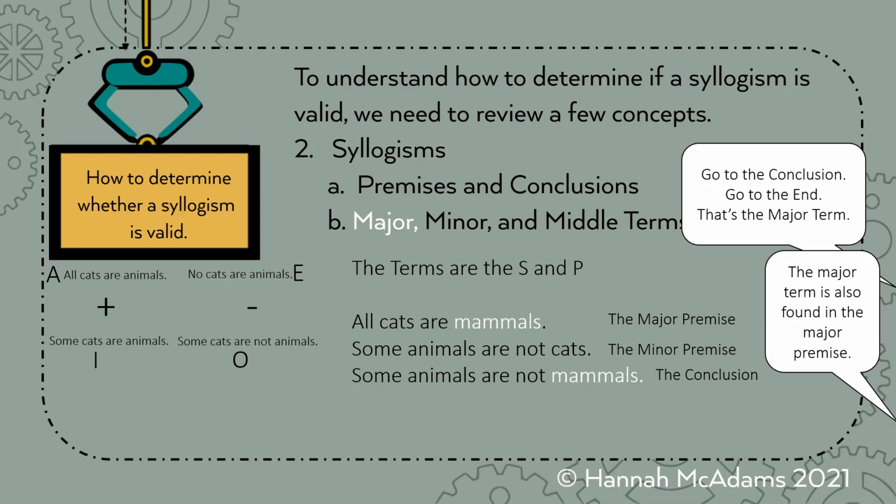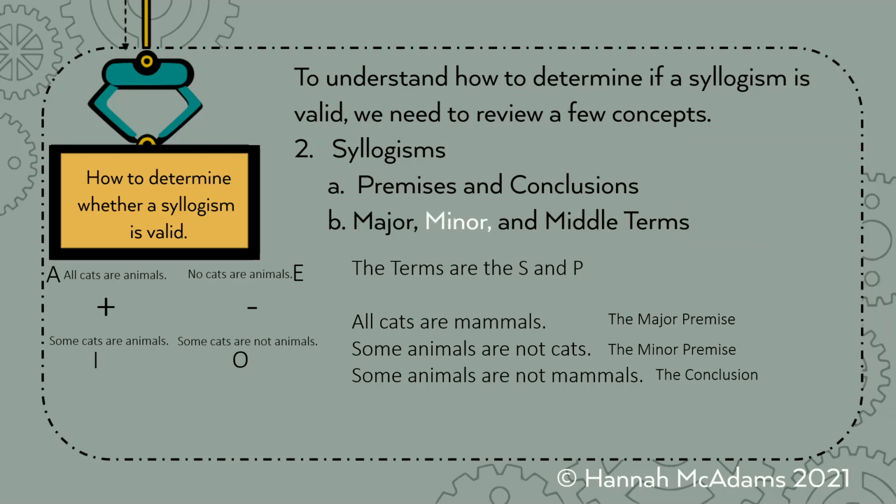It doesn't matter what order it's in. It could say all mammals are cats. It's still a major premise. The major term is still mammals because of where it is in the conclusion. I got a little confused about that, but anyway, the point is that it's okay for mammals to be either the S or P, the subject or the predicate, in that major premise, as long as it's there. So we have mammals in the conclusion, and then in the major premise we find the word mammals.